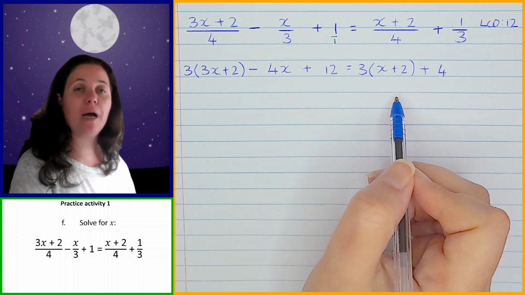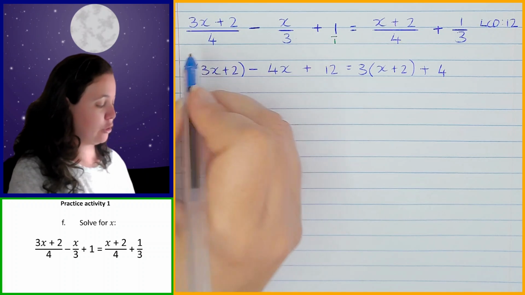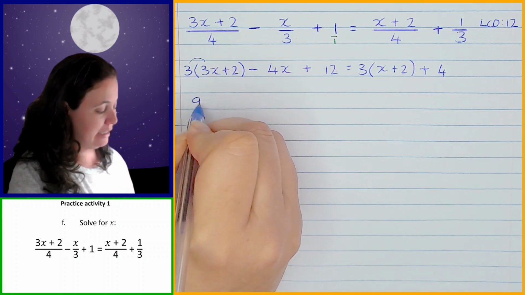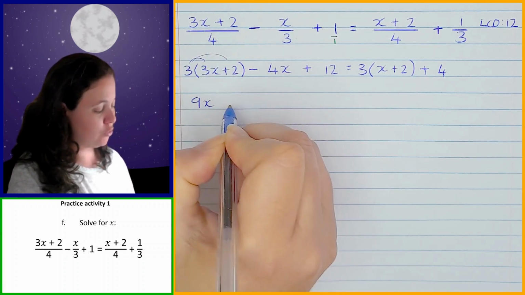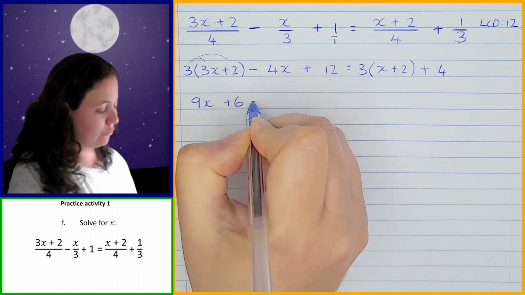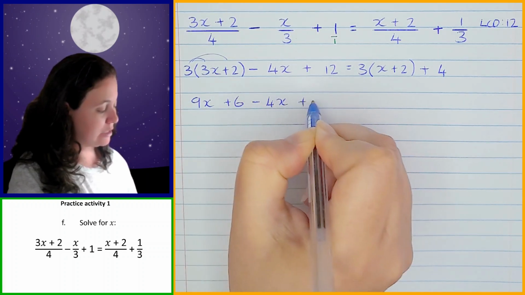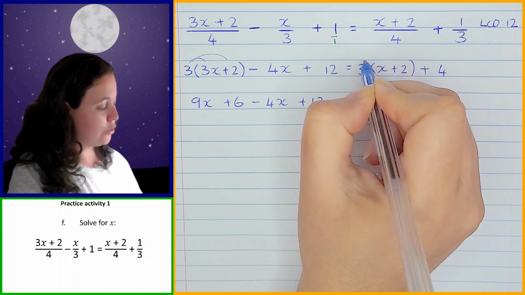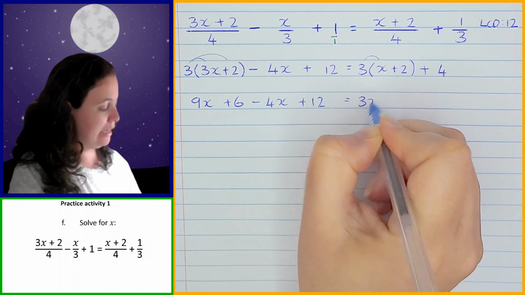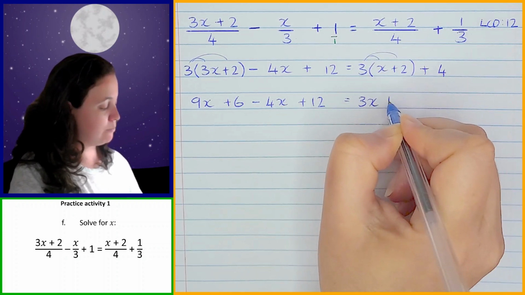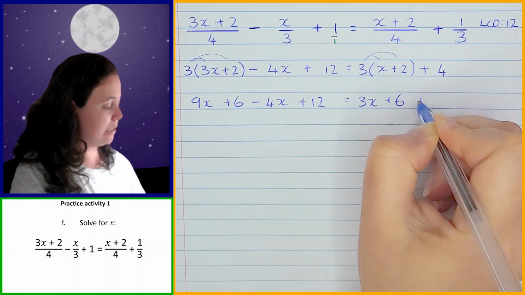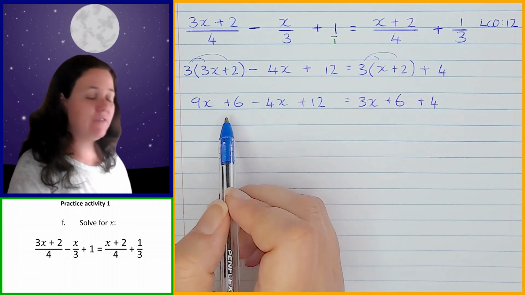Okay, so now I'm going to go and multiply out my brackets. So I have 3 times 3x is 9x. Then 3 times 2 is plus 6. Then I've got minus 4x plus 12 equals 3 times x is 3x. 3 times 2 is plus 6. And then plus 4.